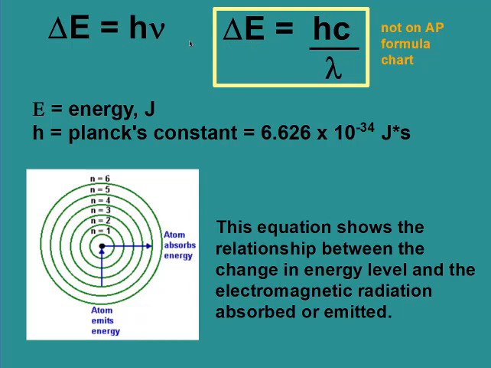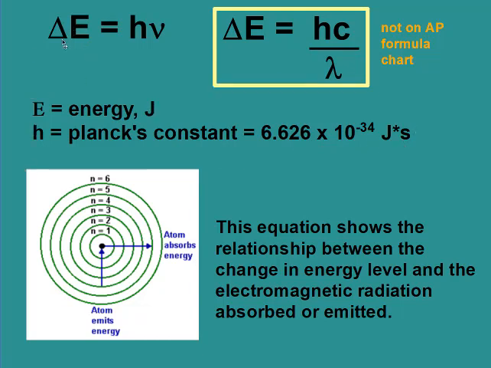So we have two equations on top. Delta E is change in energy. Throughout the year, when we see that triangle, that means change. So the change in energy is represented by joules or J. And then H is Planck's constant, 6.626 times 10 to the -34th joules times seconds.